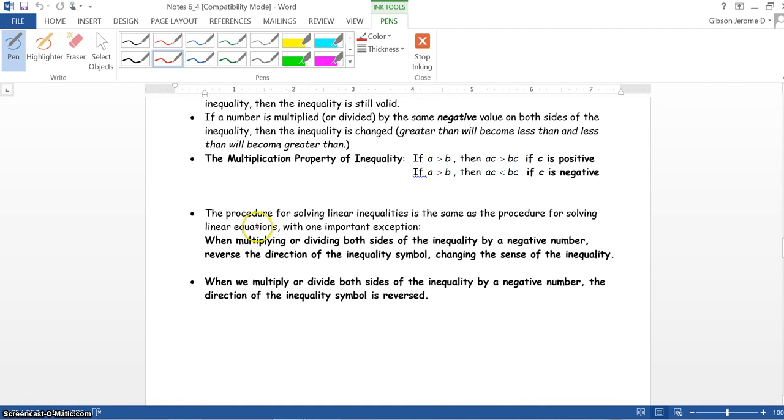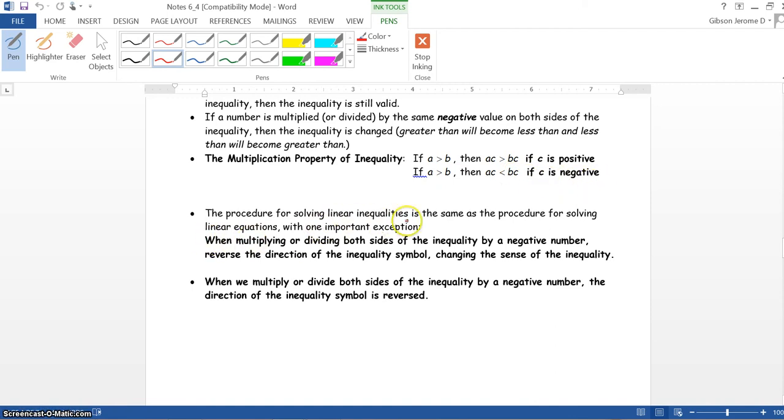Now we have the multiplication property of inequality. If A is greater than B, then AC is greater than BC if C is positive. If A is greater than B, then AC is less than BC if C is negative.